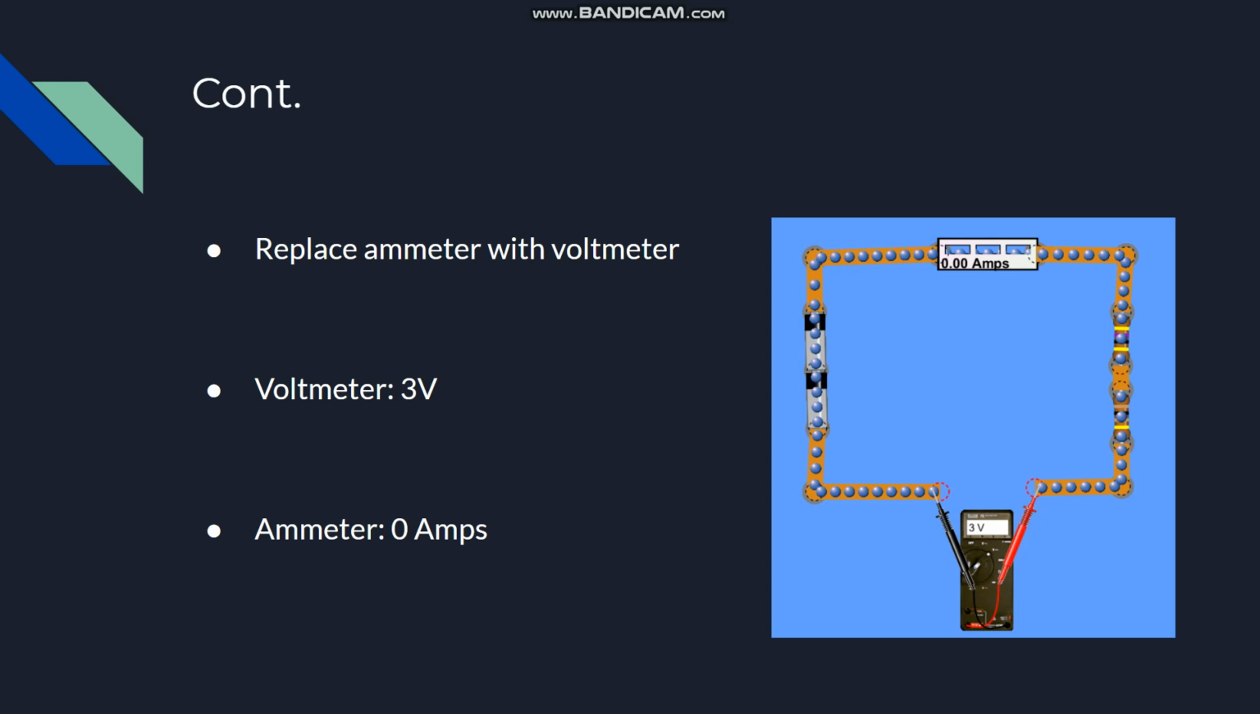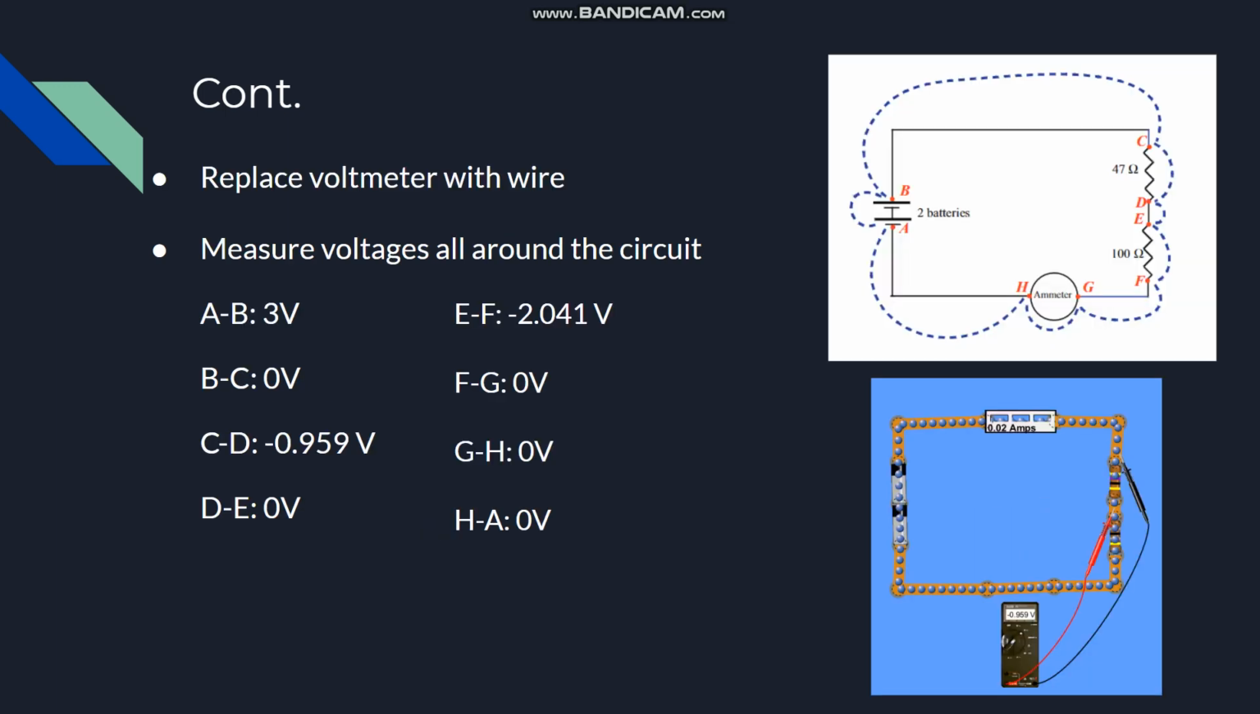Additionally, we replaced one of these ammeters with a voltmeter and saw what happens to the other ammeter. As we know, these voltmeters have infinite resistance, and as such, there's no current able to flow through this circuit. So the ammeter reads 0 and the voltmeter reads 3 volts.